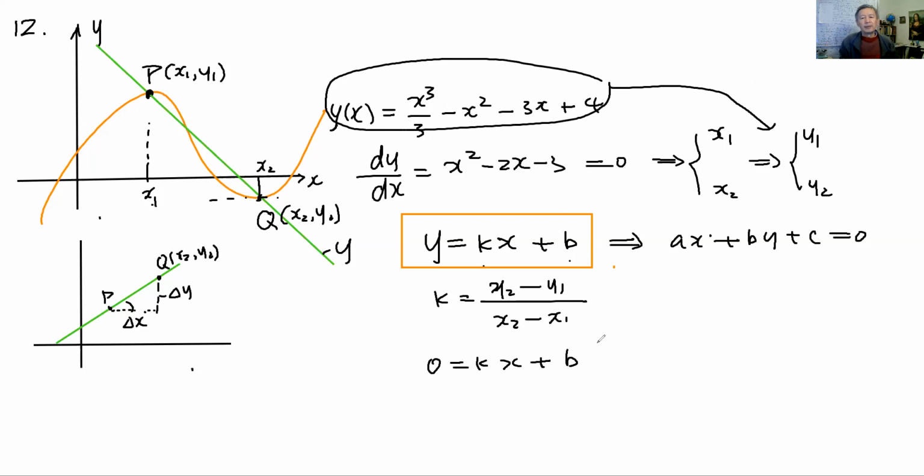How to find b? I'm just saying you can put a pair of them. You can put y1 equal to kx1, and then rearrange to find b, because you know what k is. All four of them are known. Well, I hope you can understand that.